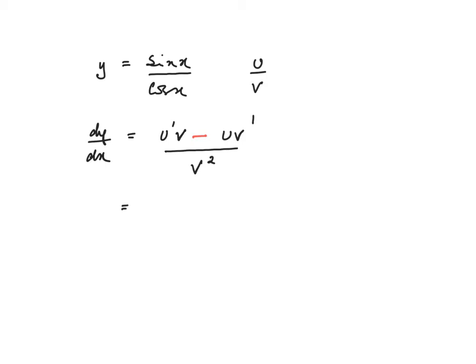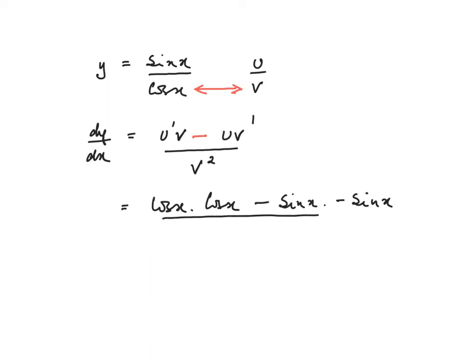So differentiate the first, that gives me cos of x, leave the second, now you'll notice that's cos x as well, 1 over cos x, minus, leave the first, and differentiate the second. So if we differentiate cos of x, remember, that's the important thing, v is cos of x, it's not 1 over cos of x. So v dash is minus sine x, and then we have v squared on the bottom. That's cos squared x on the bottom.